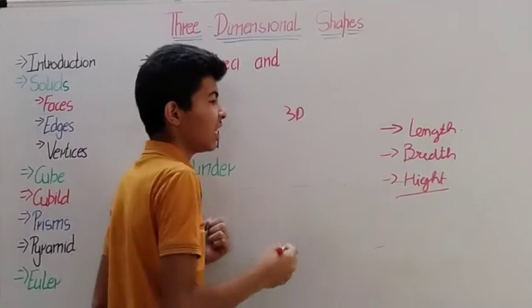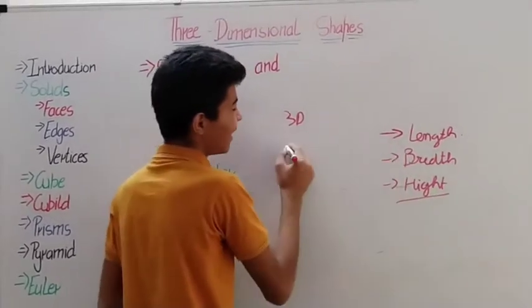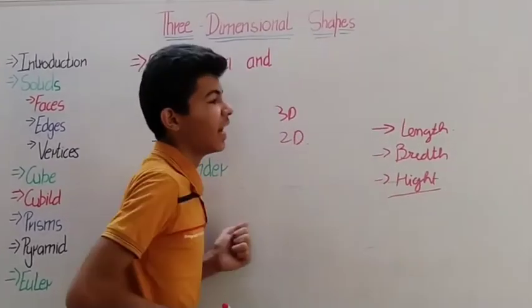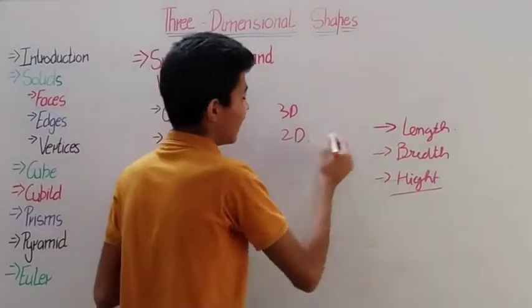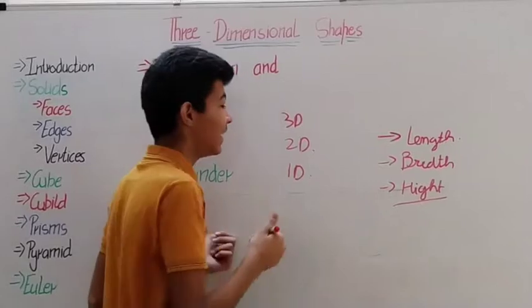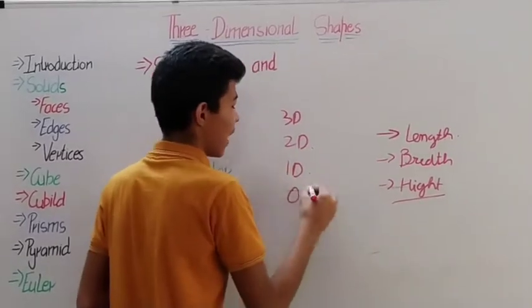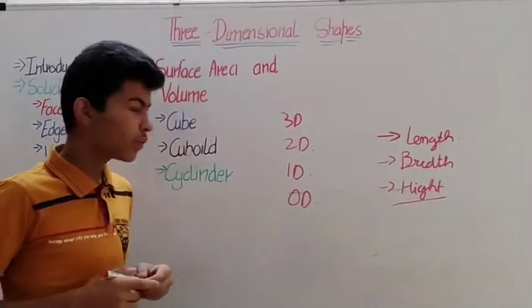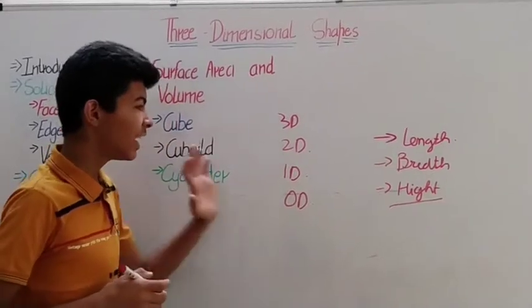That is three dimension. If it has only length and breadth, it is said to be 2D. And if it has only the length, it is said to be 1D. Or if it has none of these, it is said to be 0D. That is zero dimension. So, these are the three.